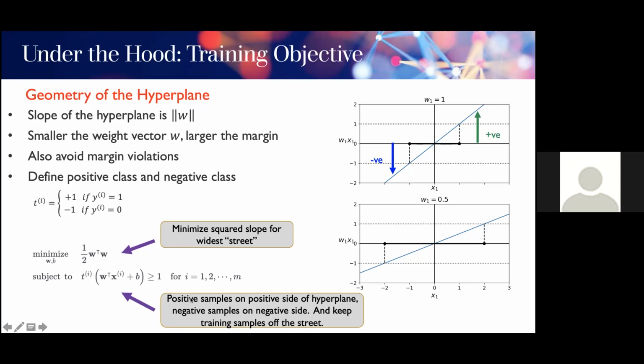What does it mean to say positive samples on the positive side of the hyperplane? It means that your t_i, that is the training label, and the value of the hyperplane are either both positive or both negative. They're both positive for the positive class, and both negative for the negative class, which means that you want all your points to be outside here.